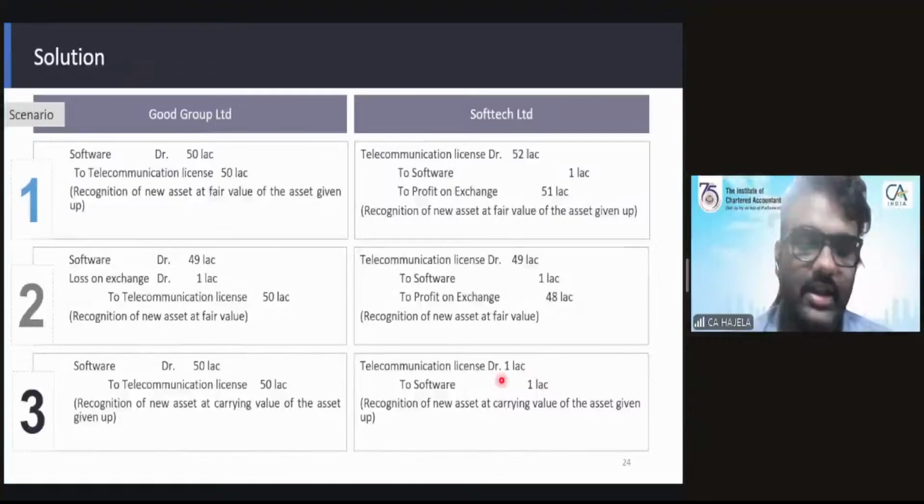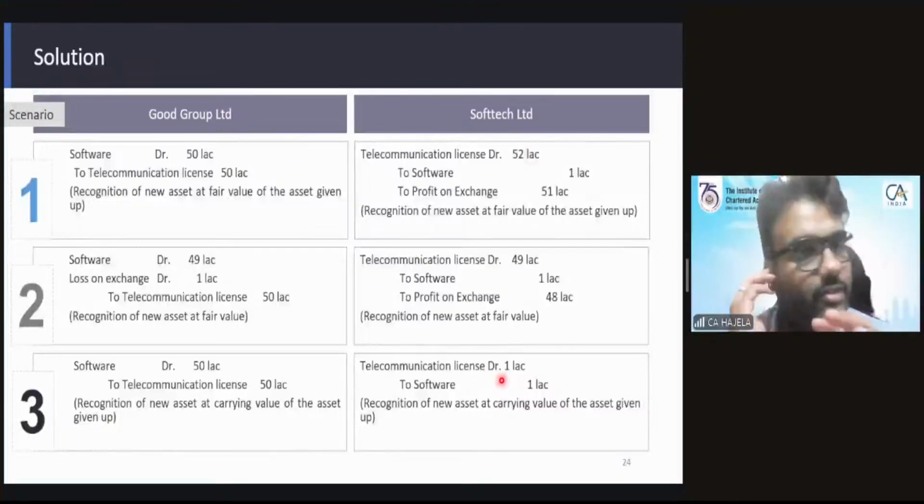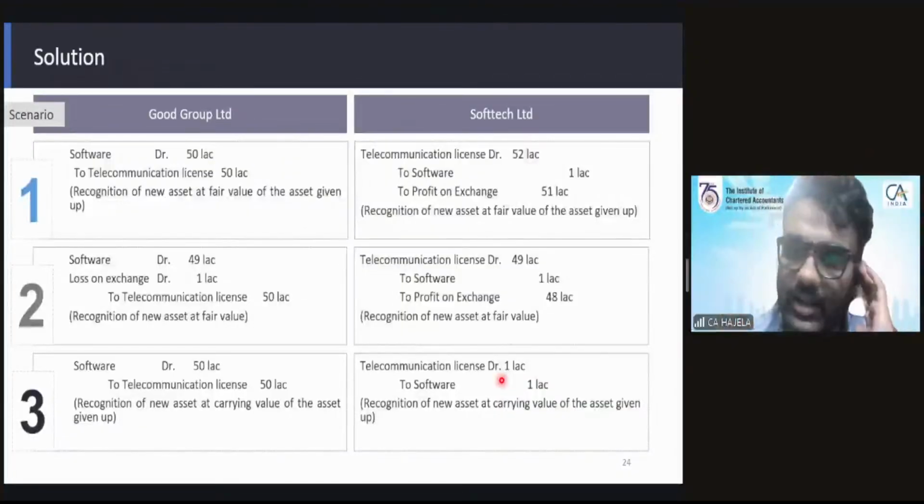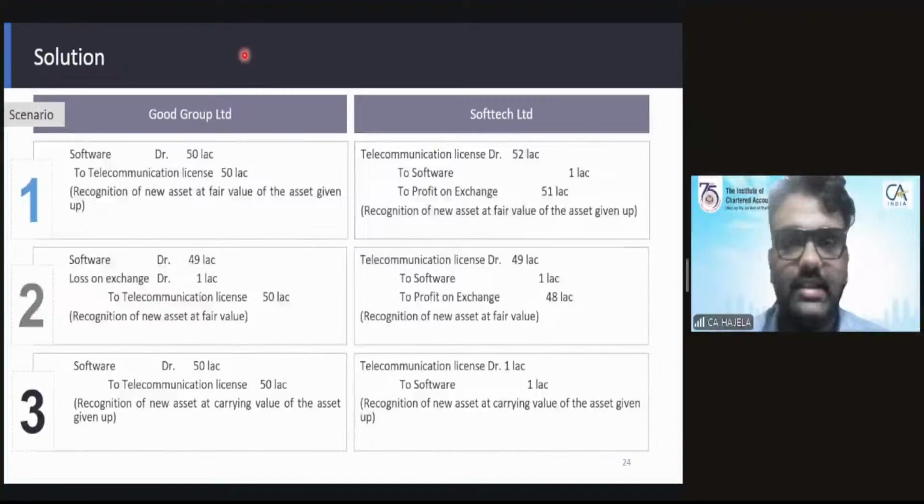See, it may look a bit overwhelming if you are reading this or studying this for the first time, but trust me, this is very, very easy once you apply the logic on how to recognize the exchange of assets. It's a bit technical example, but that's why I thought of taking this example up for the discussion. ठीक है? All right.